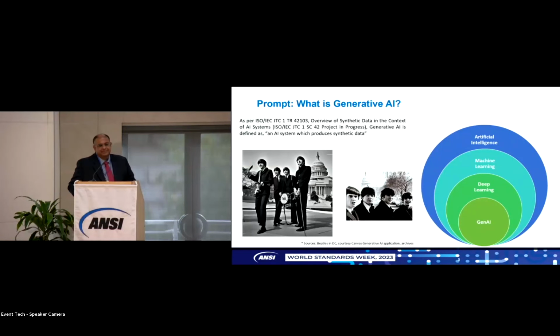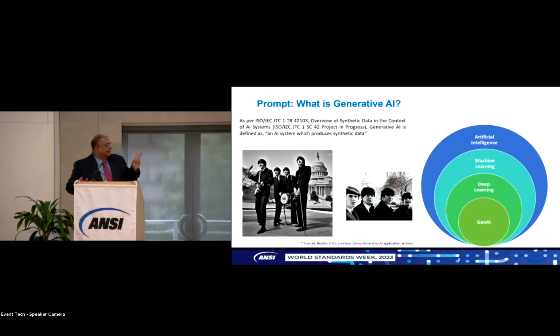Okay. The first thing, being a standards geek, I wanted to use the standards definition of generative AI, and it is an AI system which produces synthetic data. You see 2 pictures here, and that's my favorite band, and they did visit DC in 1964 and 1966, and some of you may have seen them too. Now the question is, out of these 2 pictures, one of them is real, one of them is synthetically generated.